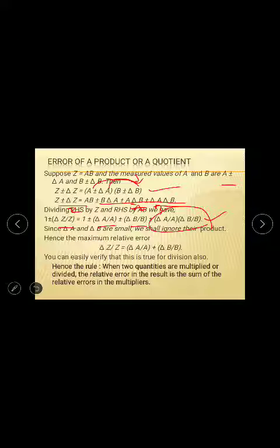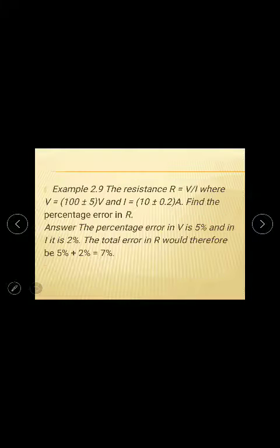Now let us try to understand the example with the help of it. Example 2.9 from your textbook. The resistance R is equal to what? V upon I, where V is equal to 10 plus minus 5 V and I is equal to 10 plus minus 0.2 A. Okay, A stands for what here? Ampere. Capital A stands for ampere, its unit, and V stands for volt. Find the percentage error in R.